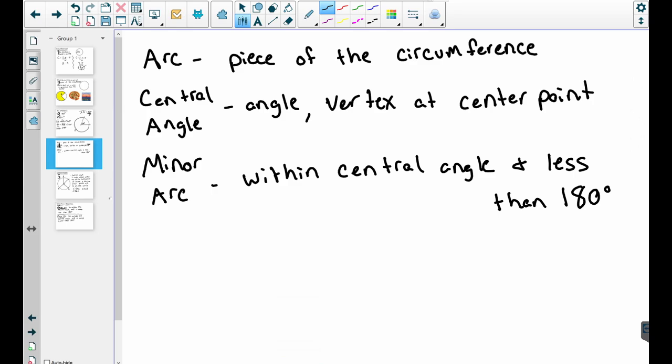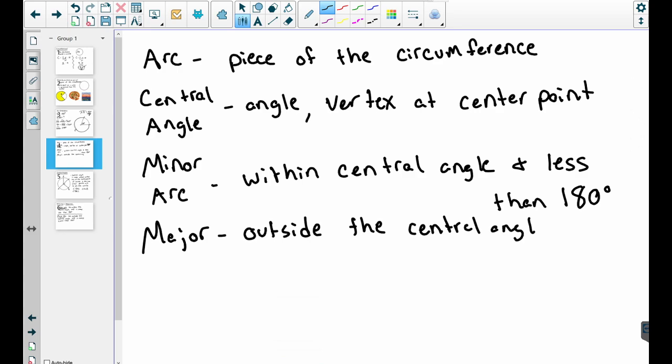And then we have major arc, which is kind of the opposite of that. It is outside the central angle and more than 180 degrees. Now let's write arc under this. Major arc is outside the central angle and more than 180 degrees.